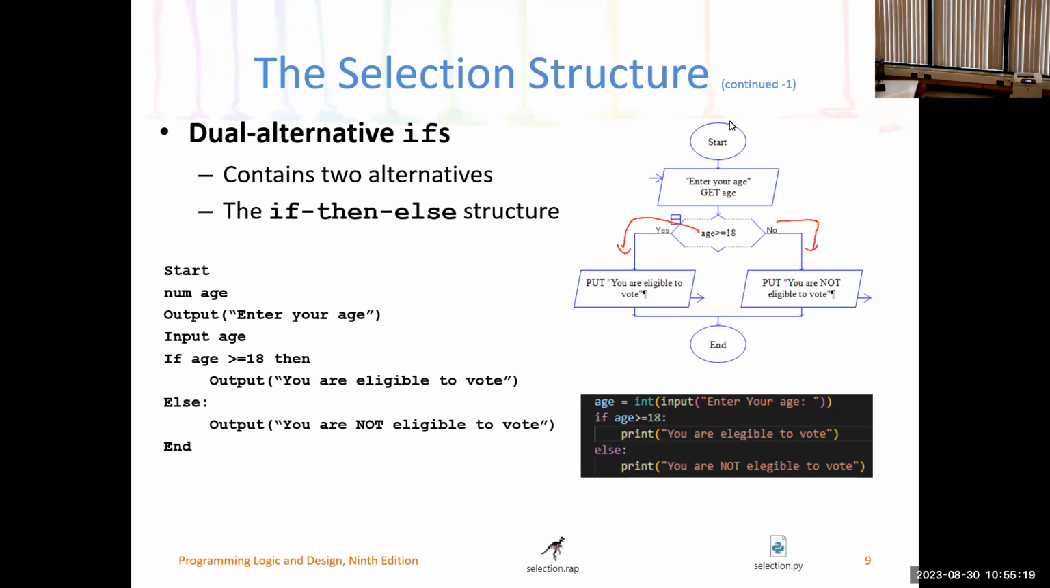In the case of a dual alternative, it contains 2 alternatives, and sometimes they call it the if-then-else structure. In Python, you have the condition to check here. If age is greater than or equal to 18, you are eligible to vote. Else, that means you are not greater than or equal to 18, you are not eligible to vote. You can see it in the pseudocode here.